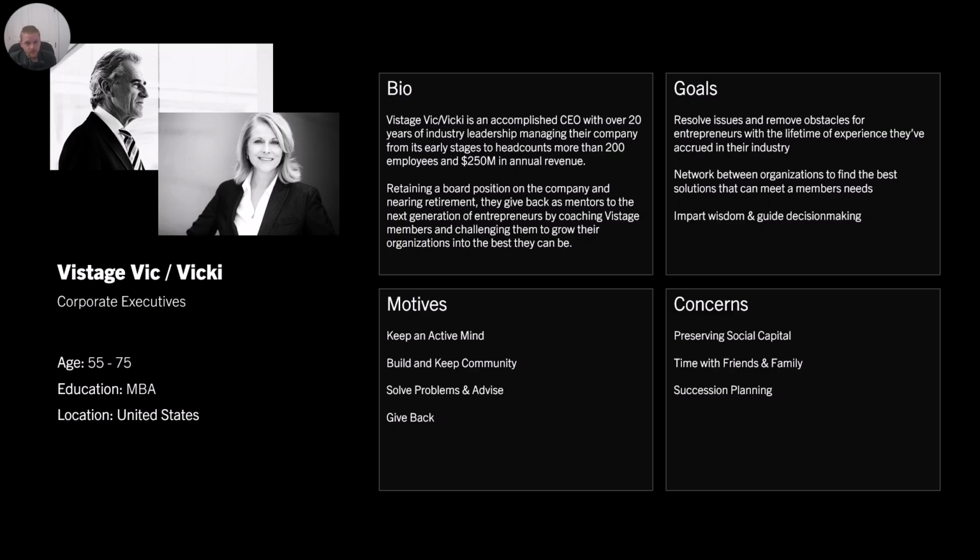They want to preserve that social capital that they've accrued throughout their life. And they are just kind of thinking about time with the grandkids and friends that they haven't seen in a long time at this point. And they're probably pretty preoccupied with estate planning or legacy or succession planning, if that isn't something that they haven't nailed down already.